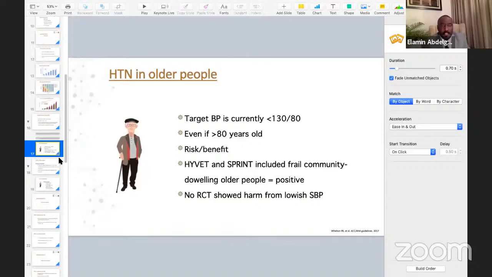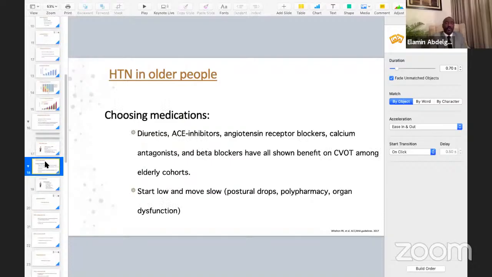All the risks that have been documented are basically from clinical experience and the experts' opinions. So in choosing medications in this group of patients, we usually go with the general first line therapy: diuretics, ACE inhibitors, angiotensin receptor blockers, calcium channel blockers, and beta blockers in the end. And all those medications have shown benefits on cardiovascular outcome among elderly cohorts in different studies. And just to stress on it, start low and go slow with the dose.